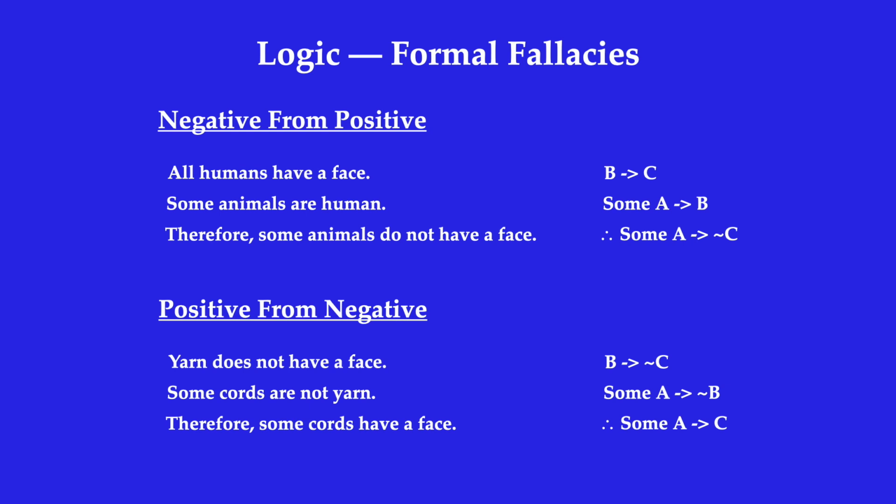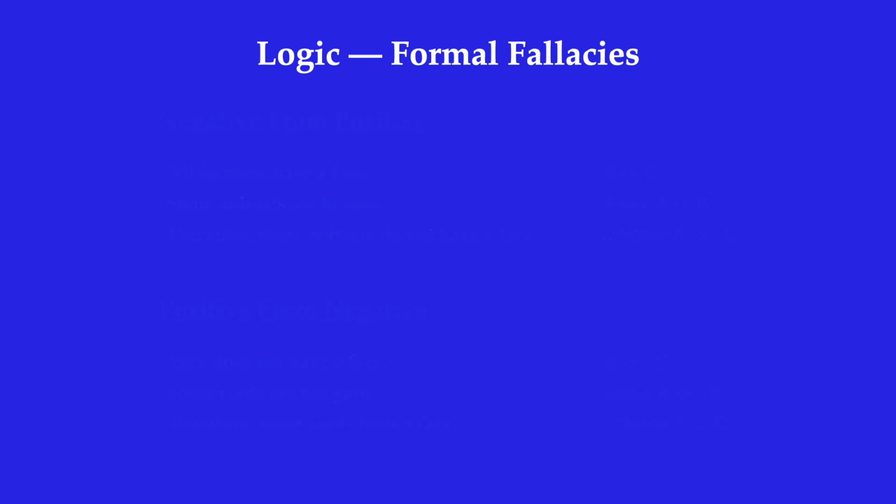This logic assumes that if some cords are not yarn, then some of these cords, being yarn, must have a face. In some cases this could be true, but not this time. We know that all cords, yarn, string, rope, do not have faces, so clearly this logic is unreliable. In general, if all your facts are negative, you can't really derive a positive outcome. And next up, illicit minor.